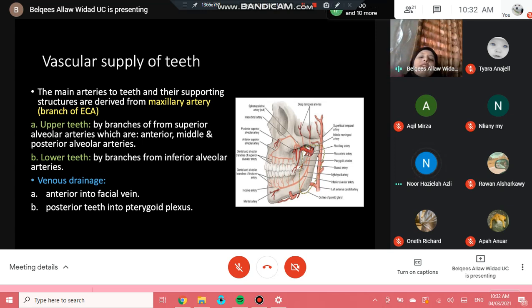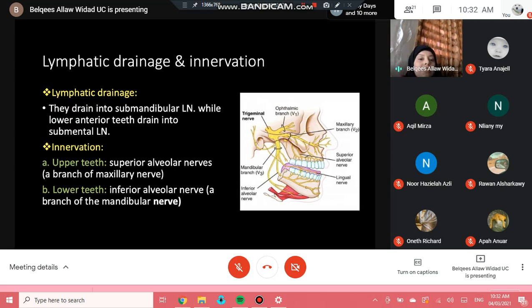Okay. For the lower teeth, they get the blood supply from the inferior alveolar artery, which is also a branch from the maxillary artery. The venous drainage for the anterior teeth, upper or lower, will go to the facial vein, while the posterior teeth will drain to the pterygoid plexus. The lymphatic drainage, mostly all the teeth drain to the submandibular lymph node, while the anterior teeth drain to the submental lymph node.